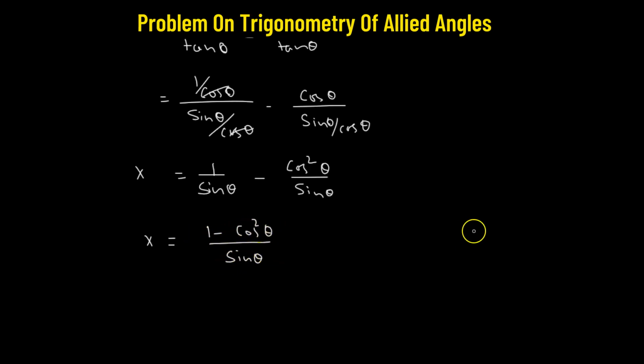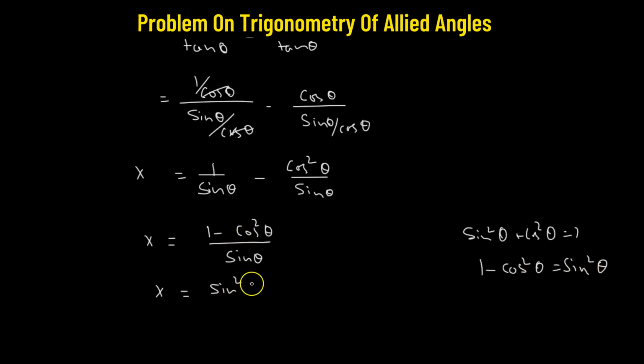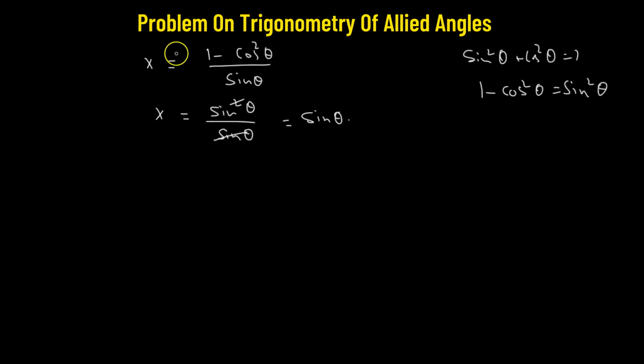We can combine it to get x equals 1 minus cosine squared theta divided by sine theta. Now we have the standard identity, sine squared theta plus cosine squared theta equals 1. So 1 minus cosine squared theta is equivalent to sine squared theta. We can replace this numerator, 1 minus cosine squared theta, with sine squared theta. We have sine squared theta over sine theta. Now 1 sine theta from the denominator and 1 from the numerator factor out, leaving us with only sine theta. So therefore we have successfully obtained the value of x. Thus, x equals sine theta.